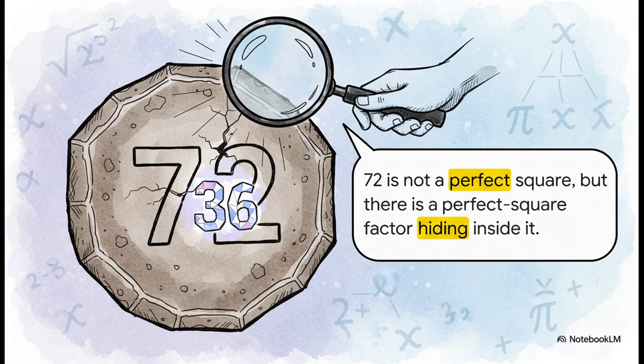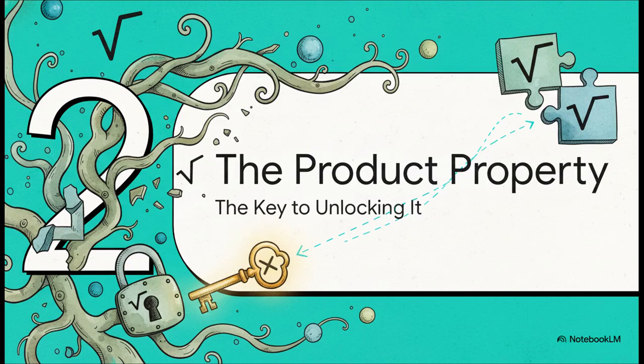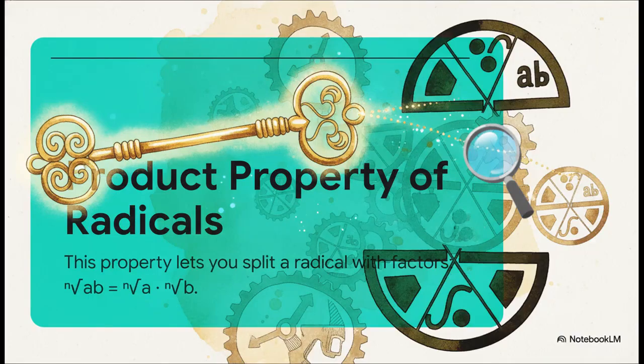But what if I told you there's a perfect number hiding inside of 72? The whole secret here is learning how to find it and pull it out. So how do we do that? Well, let's talk about the special tool that unlocks this whole puzzle. It's a really important rule called the product property of radicals. This property right here is our golden key.